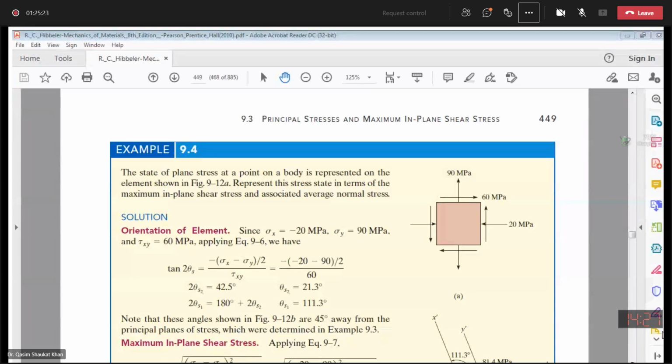Show me your register, what you have done. Okay, sir. Sir, can I send you a picture? I think my camera is not working. Why is it not working? I don't know, sir. Sir, I'll send you a picture.